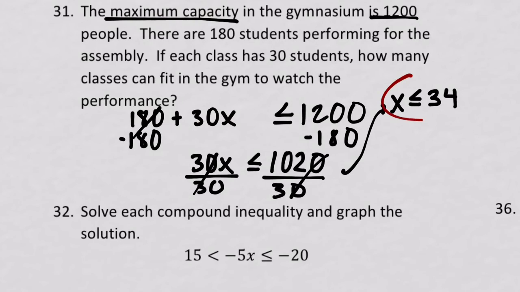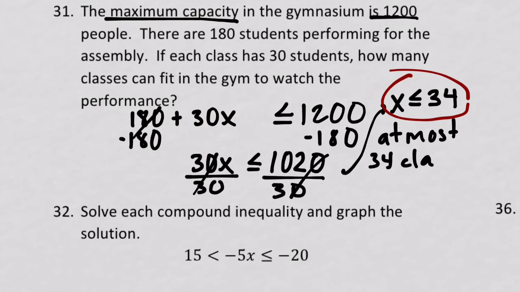And that is your final answer. So how many classes can fit in the gym to watch the performance? Less than 34. Okay, so at most 34. Once again, we're going to use the phrase at most. At most 34 classes. No more than that. That's our final answer.